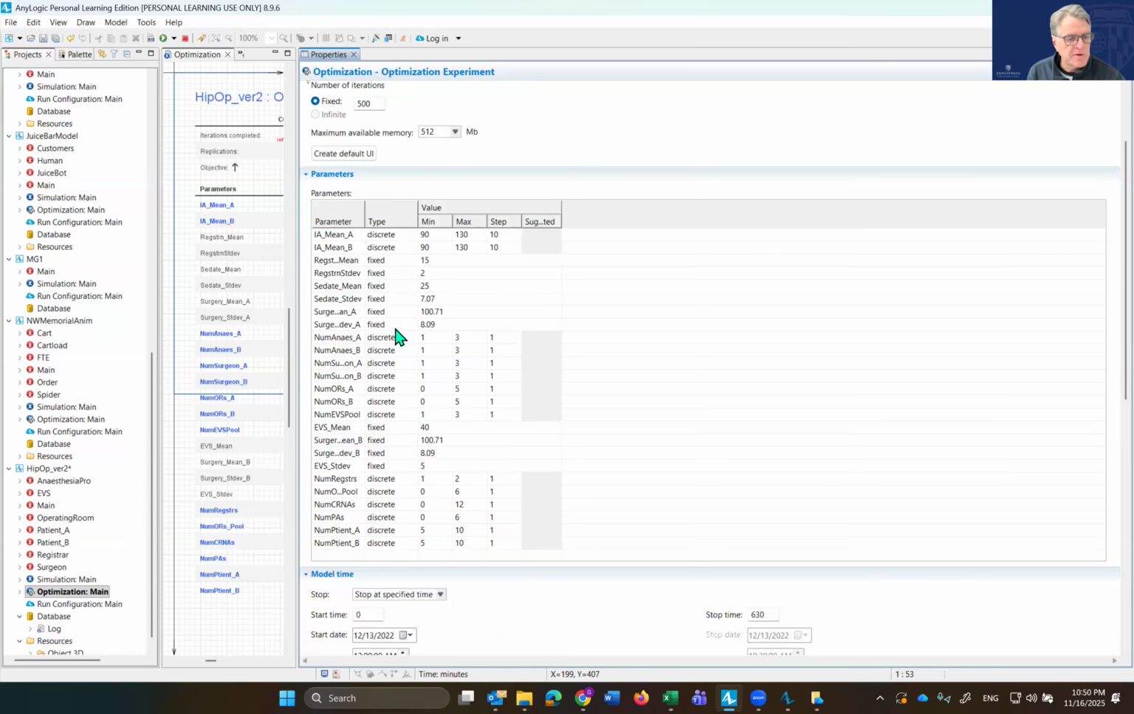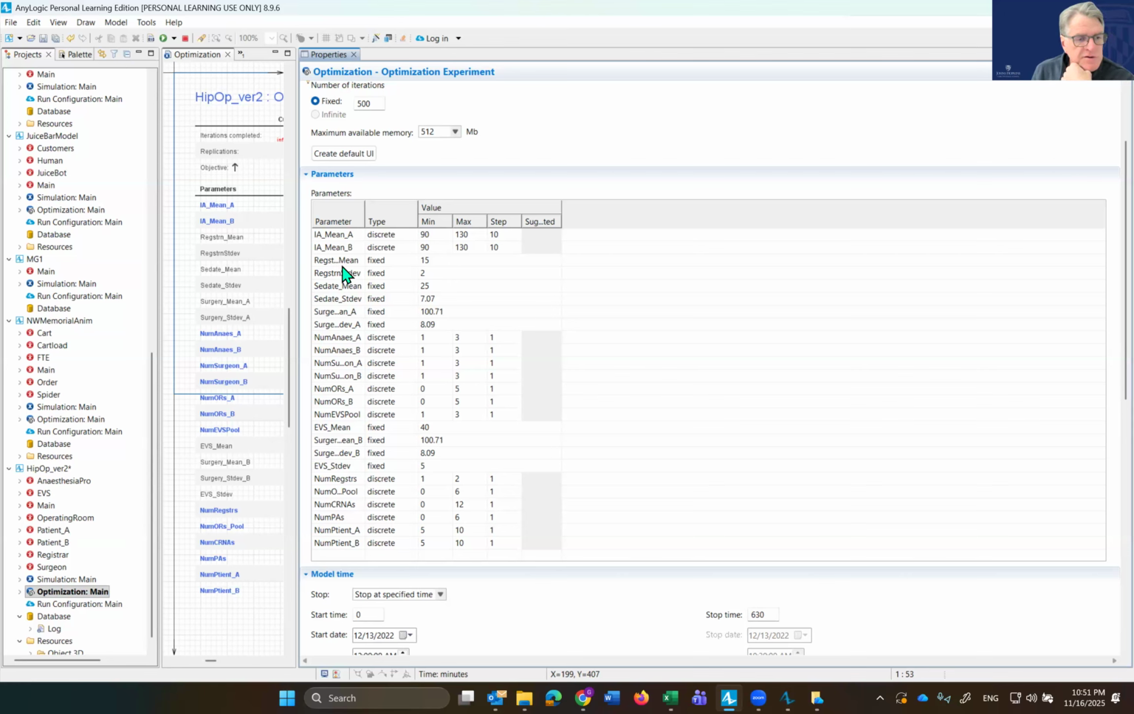So let's just have a look at the parameters and get a sense of how many possible changes are entailed here. So this is the inter-arrival time of track A. These are patient inter-arrival times, and I've chosen to do this on a discrete basis. So looking at values between 90 and 130 in steps of 10. So literally 90, 100, 110 on up to 130. Same for B.